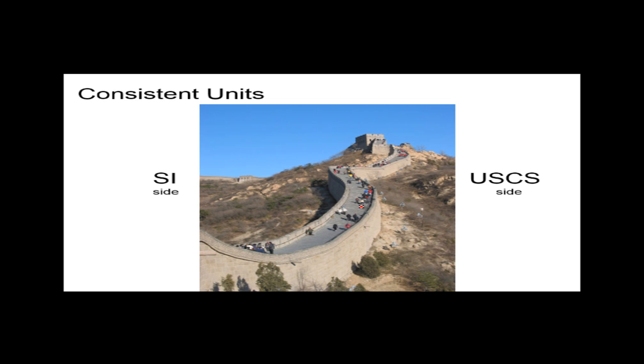Now, one of the things is it's like the Great Wall of China. If you're given a problem in SI, you're on this side of the wall. And the wall is made to keep the people on one side on that side, and the other people on the other side. So if you're given a problem in foot-pounds and BTUs, stay in foot-pounds and BTUs and solve the problem. And if you're given a problem in units of meters and kilojoules, stay in the SI.